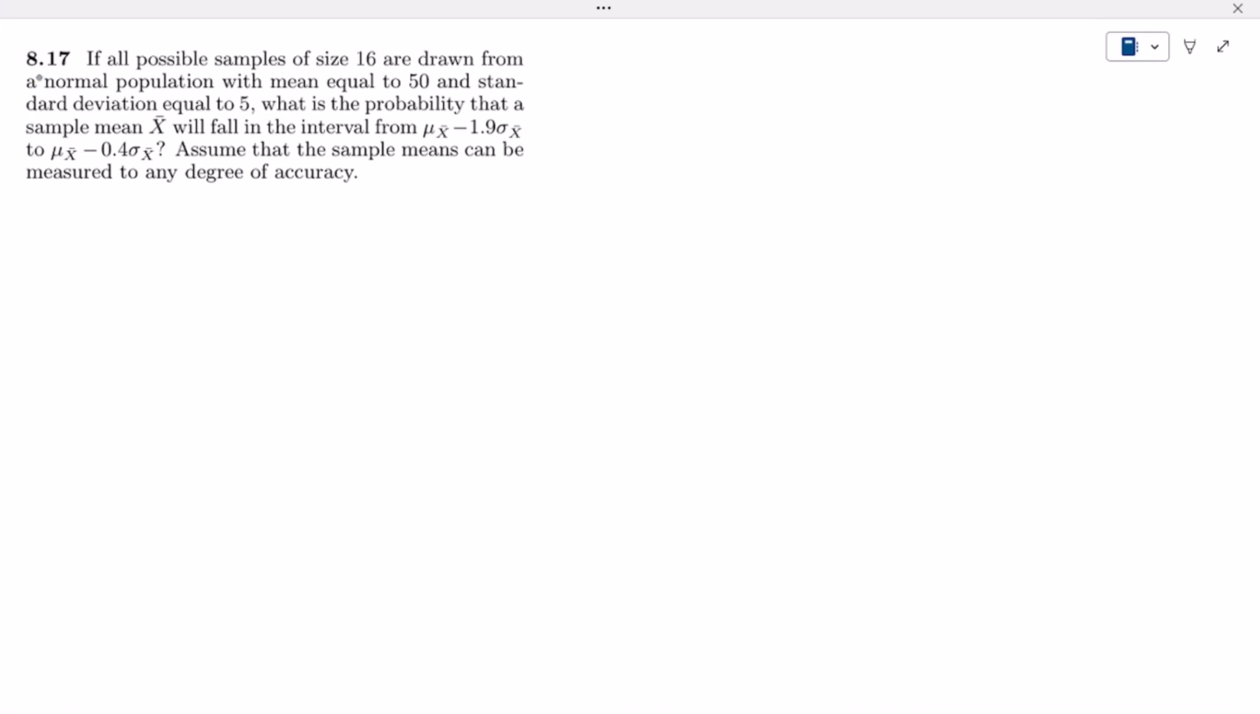Welcome back, guys. So this is question 8.17 of chapter number 8 of our book Probability and Statistics for Engineers and Scientists. And the statement of our question is, if all possible samples of size 16 are drawn from a normal population with mean equal to 50, let me write here the value of mean. Mean is 50 and standard deviation equals 5, meaning sigma is 5, which is the standard deviation.